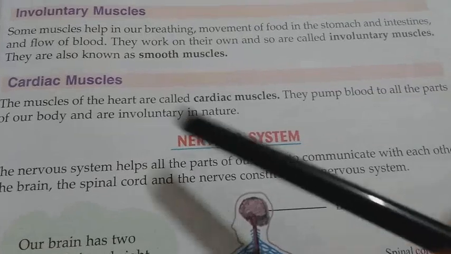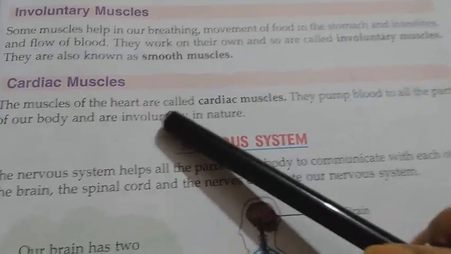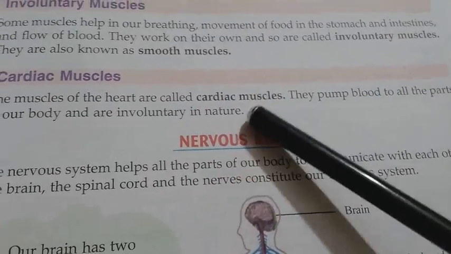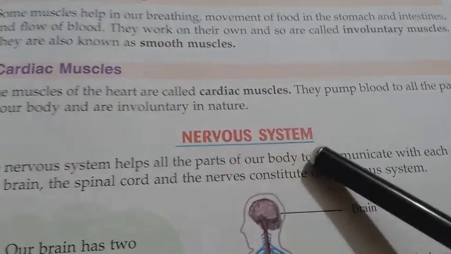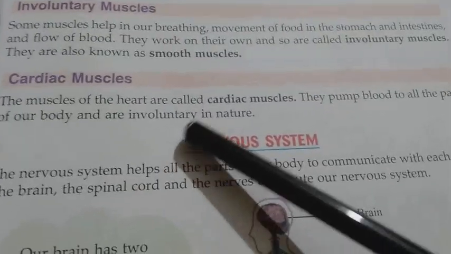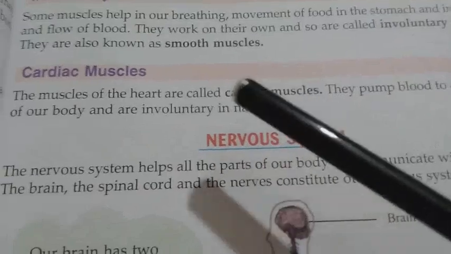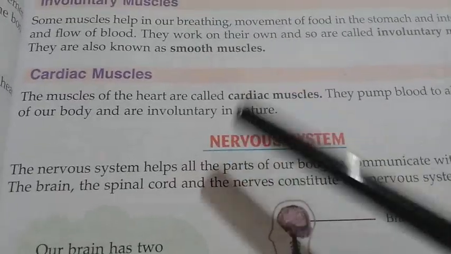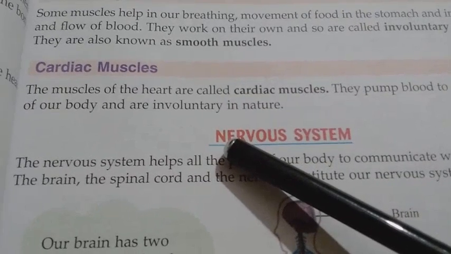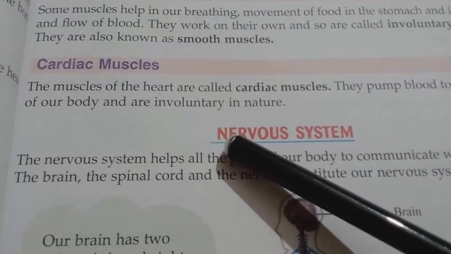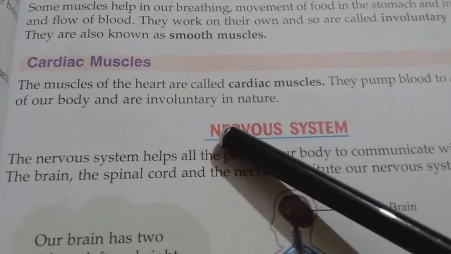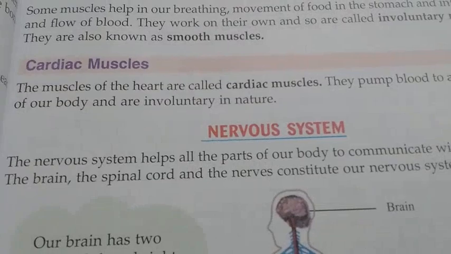Next are cardiac muscles. The muscles of the heart are called cardiac muscles. They pump blood to all the parts of our body and are involuntary in nature. So, cardiac muscles are also involuntary because we can't control them. The muscles which we can control are called voluntary muscles, and the muscles which we can't control work on their own in their own way. They are called involuntary muscles.